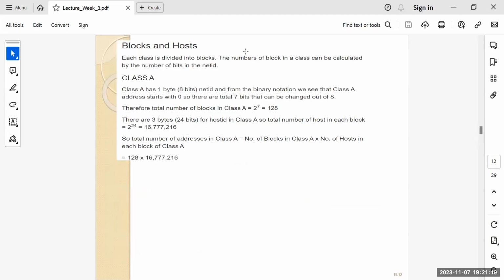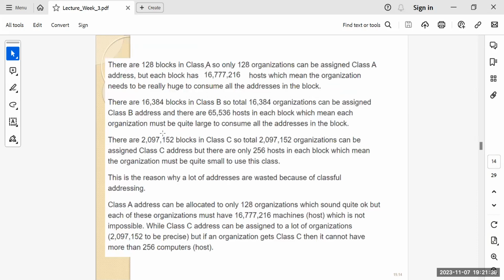So what is the meaning of all that? Just compare that analogy of the housing scheme to the real world example, what it really means to have this number of blocks and this number of hosts. So 128 blocks and this number for the host. What is the meaning of that? The meaning is that there are 128 blocks in class A. So 128 organizations can be assigned class A address, but each block has this many hosts, which means the organization needs to be really huge to consume all the addresses in the block. Because there are 128 blocks, it means 128 different organizations can be assigned.